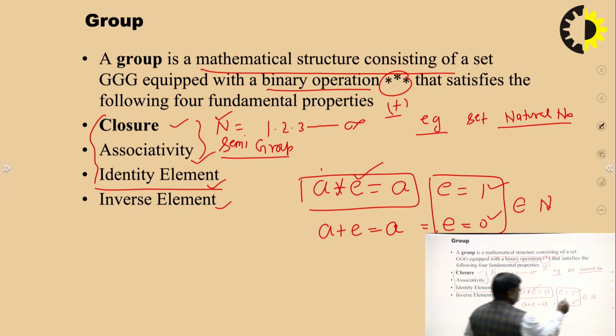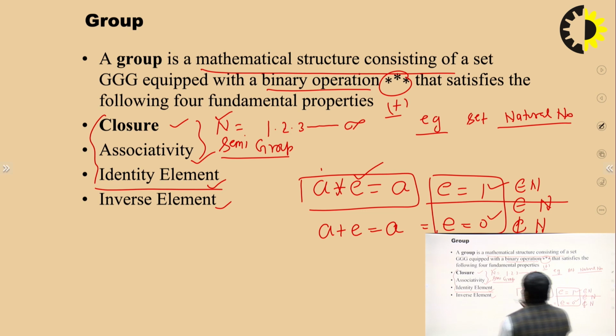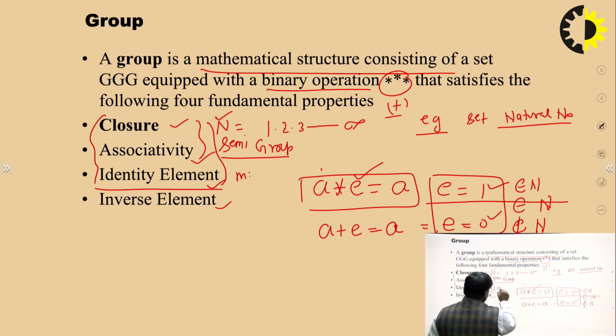It means 1 is also an element of N, but 0 is not an element of N. It means for the multiplication operation, natural numbers follow the identity property. For the plus operation, the set of natural numbers does not follow the identity property. If any mathematical structure follows the first three properties, then we can say that that mathematical structure is known as a monoid.